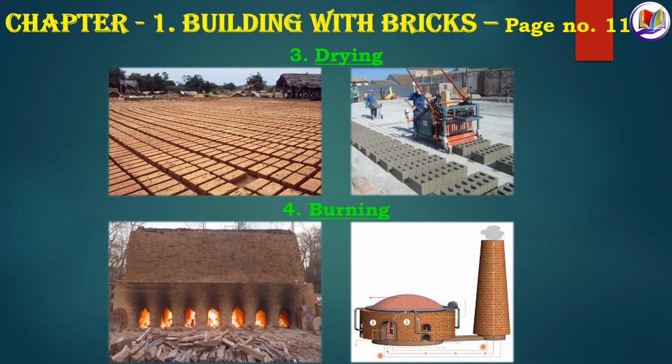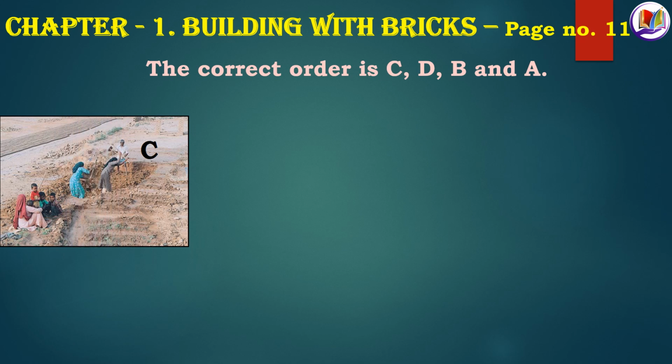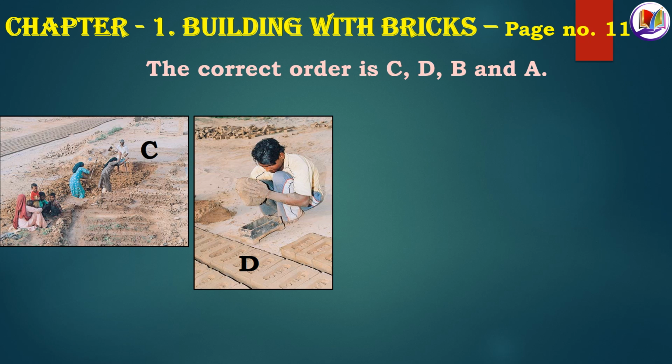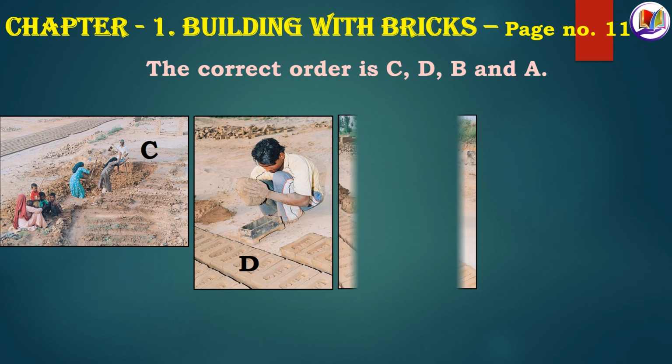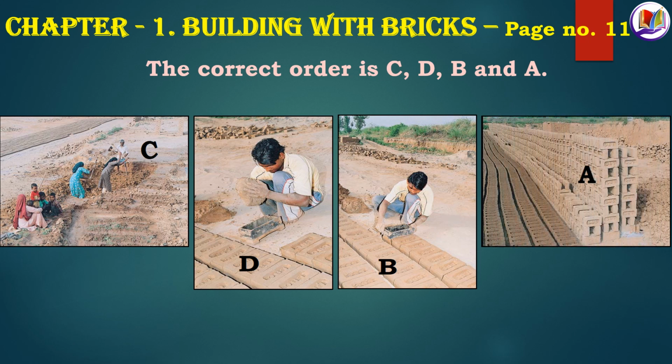Now let's try and arrange the jumbled pictures. The correct order is C, D, B, A. So let's see what are they. First the clay is removed, isn't it? Next, they put it in the mold. Third step, removing the mold. And the fourth step, arranging it for drying. So this is the correct order of making of bricks.